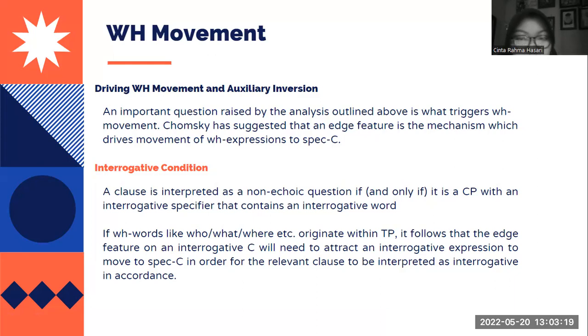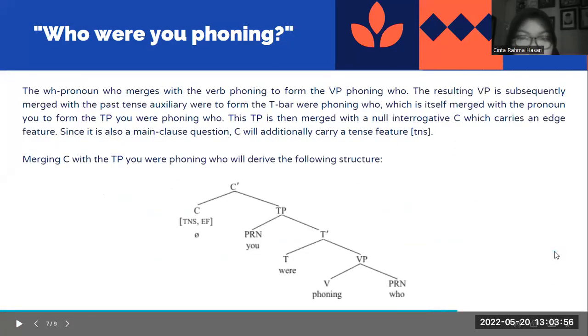A clause is interpreted as a non-echoic question if, and only if, it is a CP with an interrogative specifier that contains an interrogative word. If WH words like who, what, where originate within TP, it follows that the feature on interrogative C will need to attract an interrogative expression to move to spec C in order for the relevant clause to be interpreted as interrogative in character. Next slide, please.